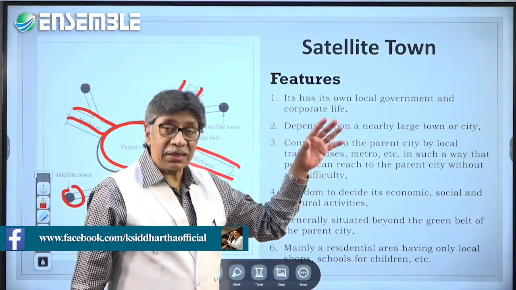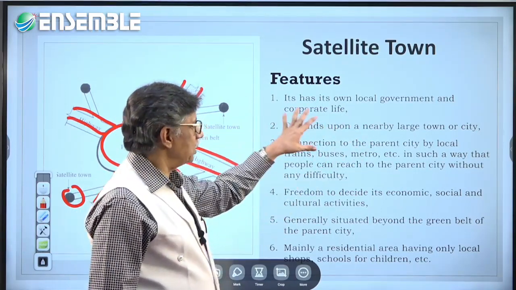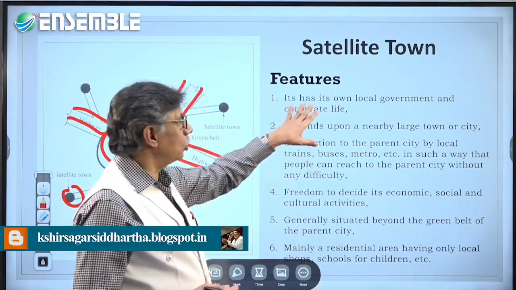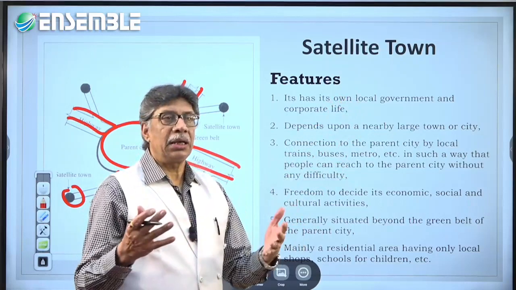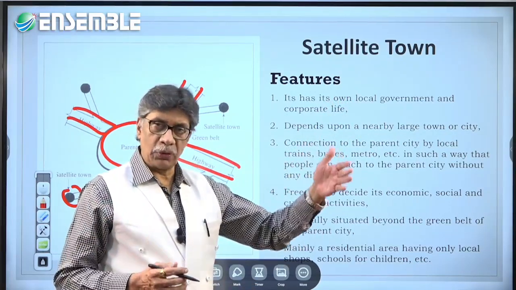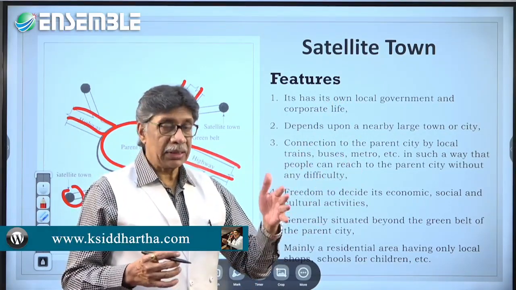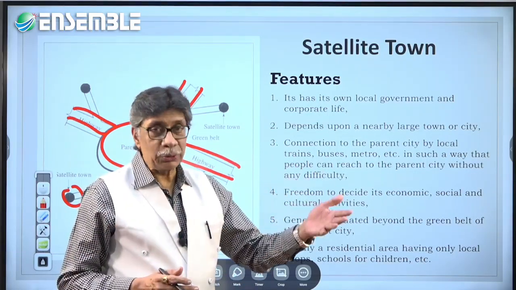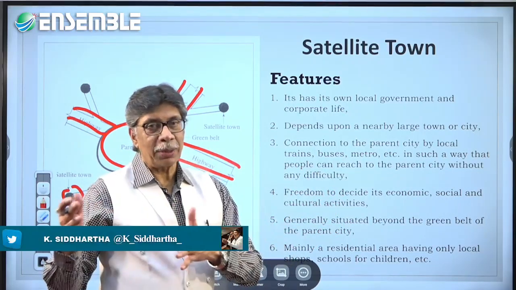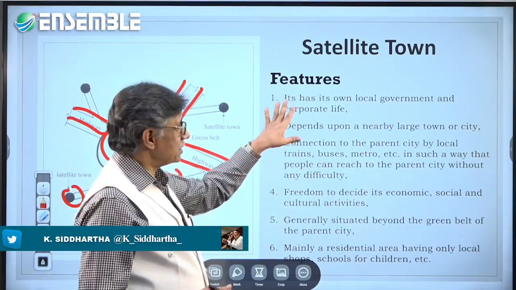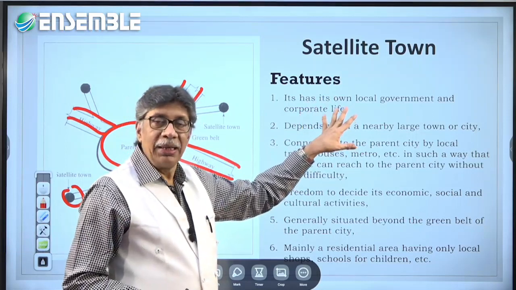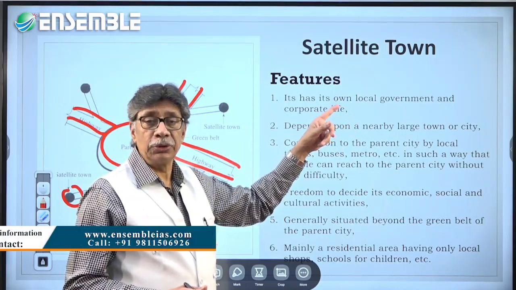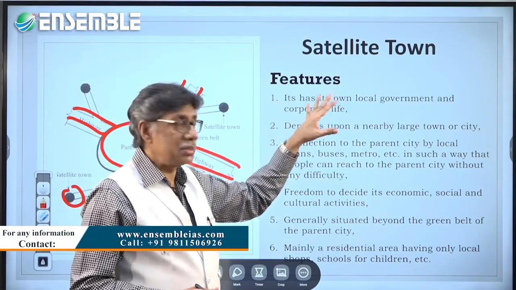But these satellite towns have a separate feature all in all. For example, these satellite towns have their own local government and a corporate life. Take the case of Noida. Noida falls under Uttar Pradesh. If you are taking the case of Delhi, then Gurgaon falls under Haryana. Faridabad also falls in Haryana. And there are a couple of them that also fall under Rajasthan. So they have a separate government. They may be functionally dependent, but they are not administratively dependent upon the main city. It's not that Delhi governs them.